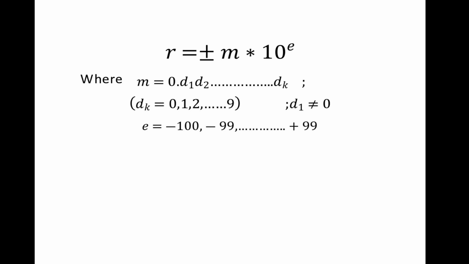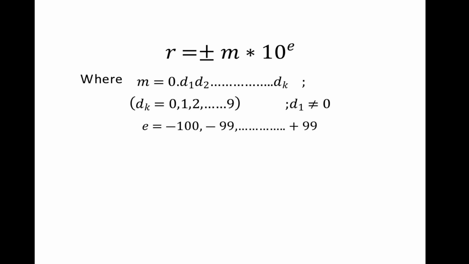So the floating decimal point representation is of the form R equals plus or minus M times 10 to the power E. That has base 10, where M is 0.d1 d2 up to dk, where each d is any digit between 0 and 9, and d1 must not be equal to 0, and the exponent lies in the range from minus 99 to plus 99. So that is the number representation and the significant digits.